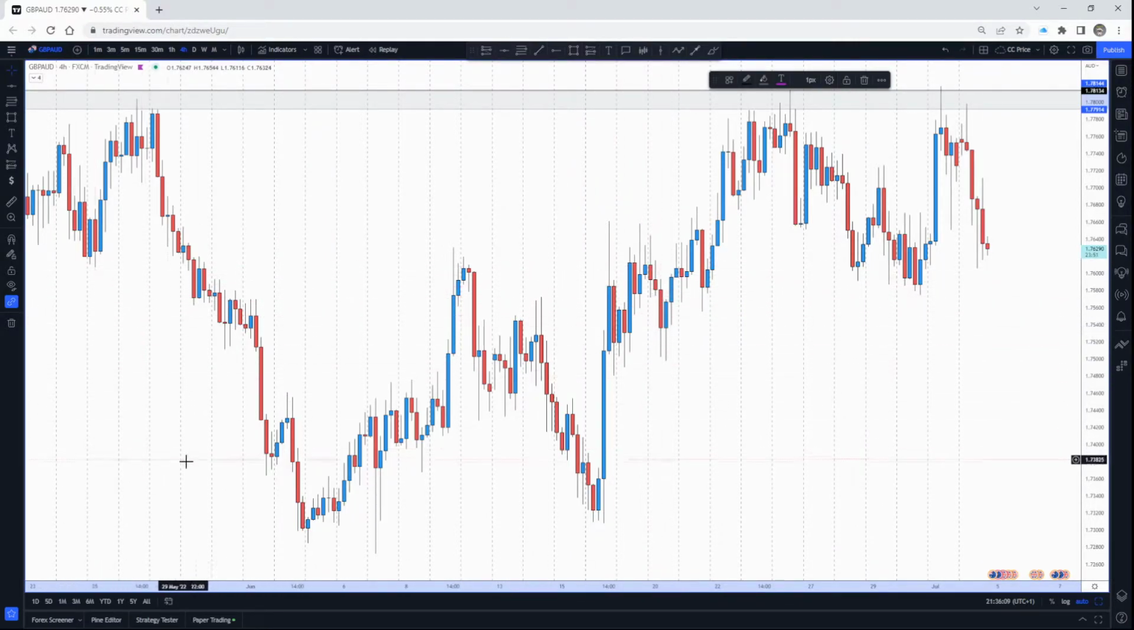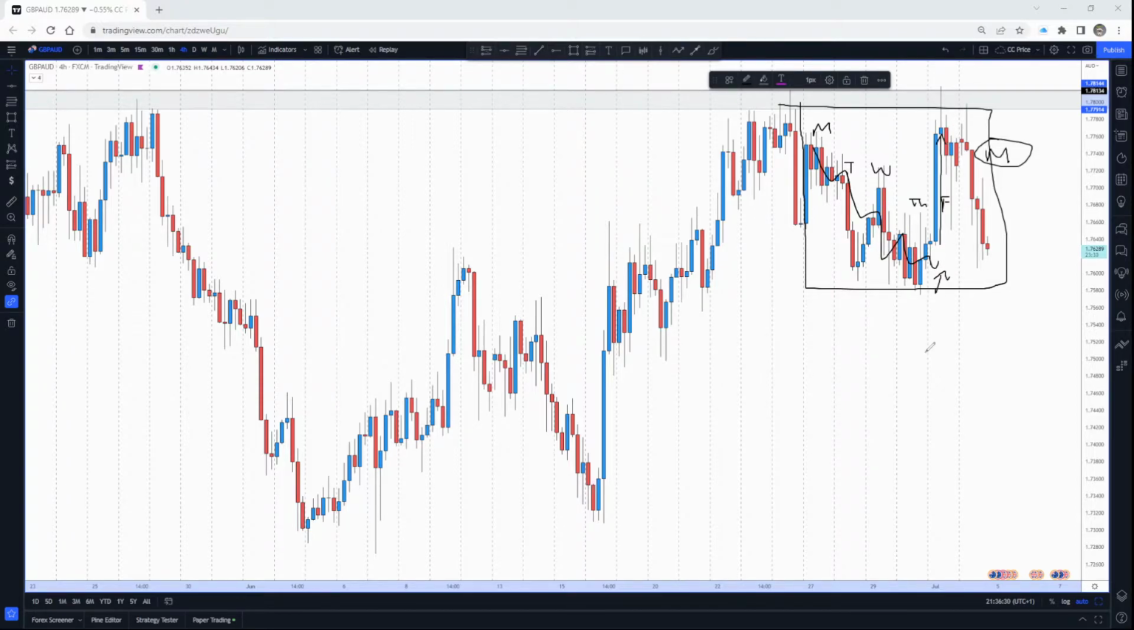So you can give yourself a little bit of an idea of where we are in the weekly. This is just the first day. This is Monday, but then last week we had Friday, Thursday, Wednesday, Tuesday, Monday. So if I zoomed in, I could get an overall sense of what happened last week. We drifted down, and Friday we had a big push up.